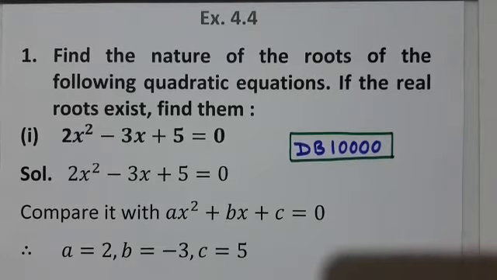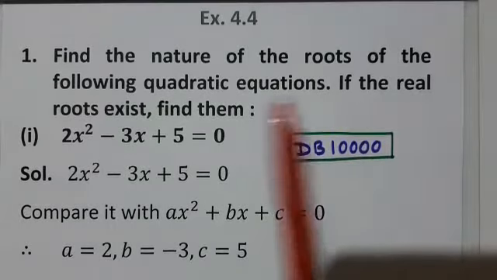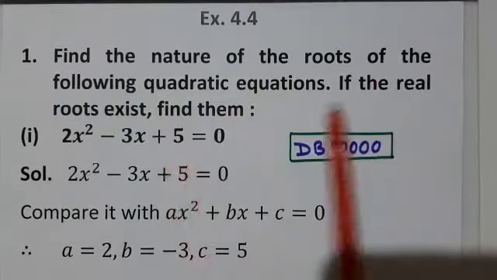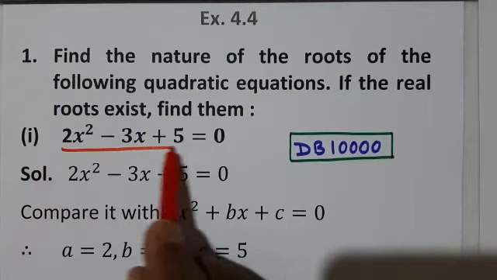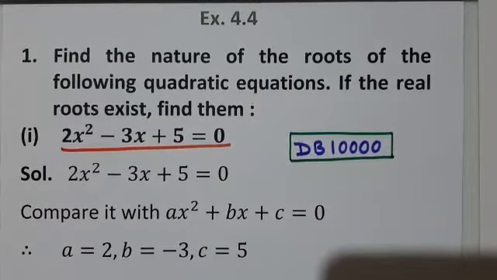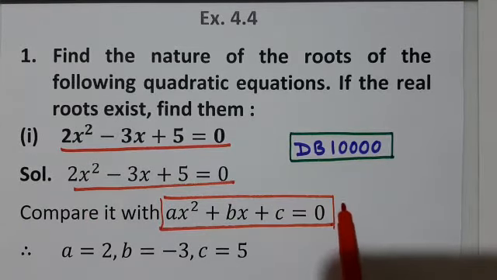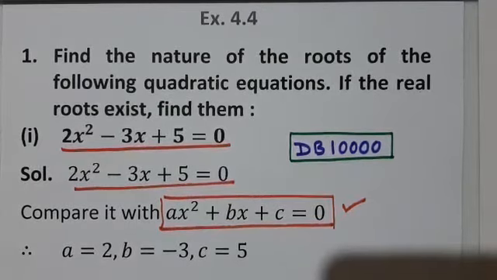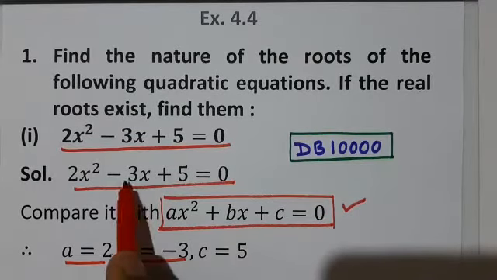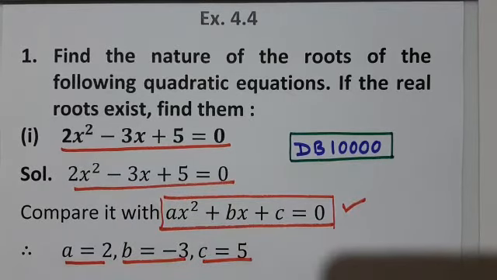We have to find the nature of the roots. This is the quadratic equation. This quadratic equation we will compare with the standard form of the quadratic equation. By this, a equals 2, b equals minus 3, and c equals 5.